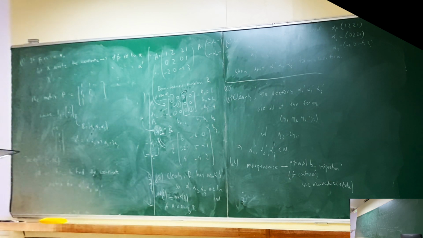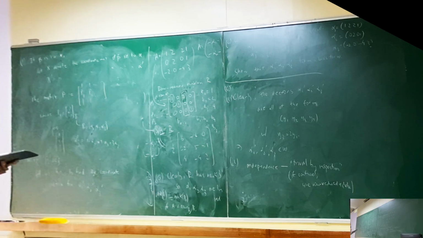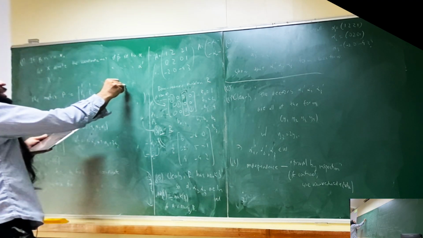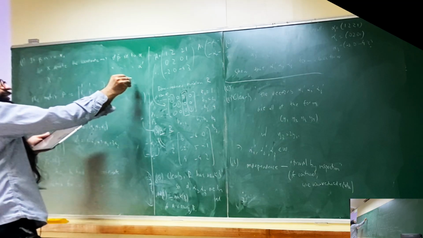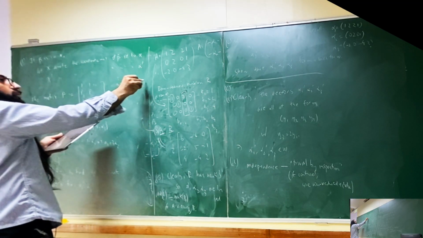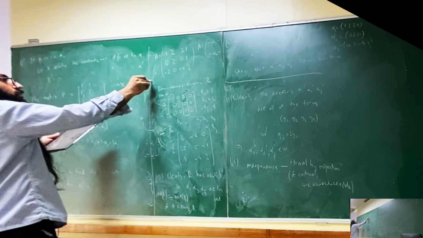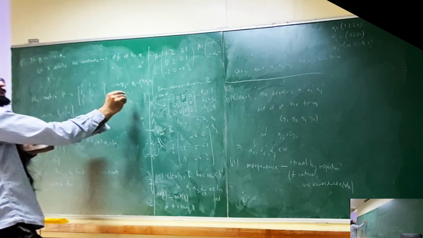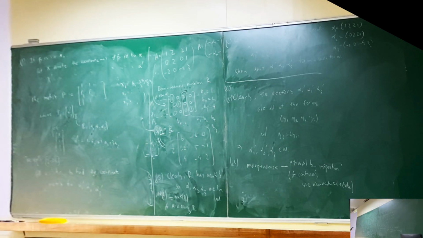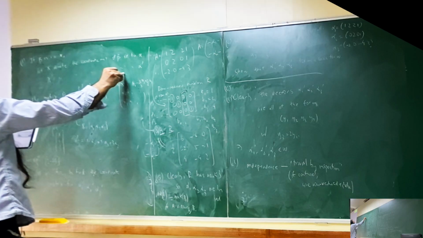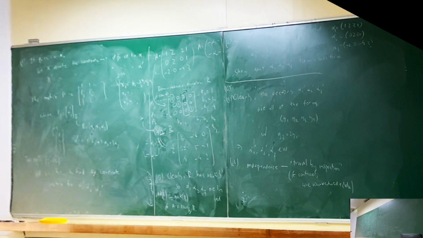So what was 226? I think I erased it. So 226 was basically this. We had x1 equals some combination of x1 and so on. I had written much of it, so something in terms of these. So this is the equation. Okay.